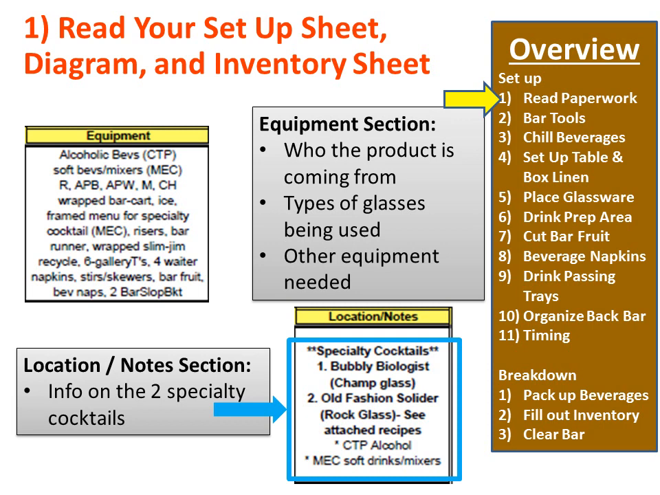The location/notes section includes info on the 2 specialty cocktails. First, we have a bubbly biologist, which goes in a champagne glass, and then we have an old-fashioned soldier, which goes in a rocks glass. There's a note that says to see attached recipes, and it again states Client to provide alcohol and Main Event to provide soft drinks and mixers.